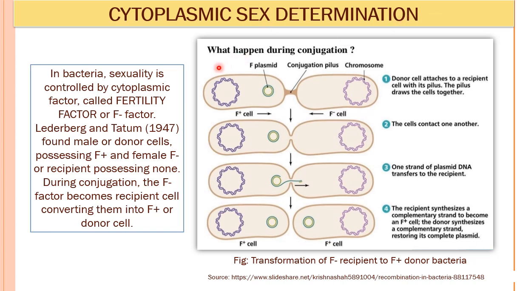Cytoplasmic sex determination. In bacteria, sexuality is controlled by a cytoplasmic factor called the fertility factor or F factor, which was found by Lederberg and Tatum in 1947. They found that male or donor cells possess F positive and female F negative or recipient cells possess none. During conjugation, the F negative recipient cell is converted into F positive, the donor cell. This is the figure of transformation of F negative recipient to F positive donor bacteria.